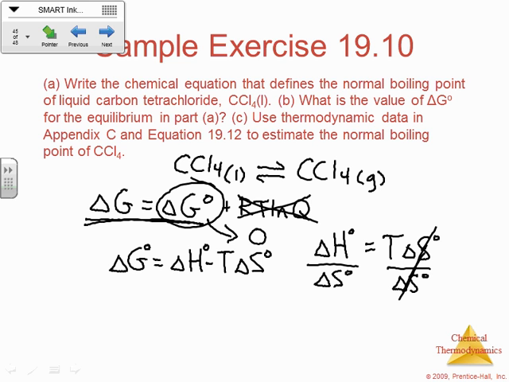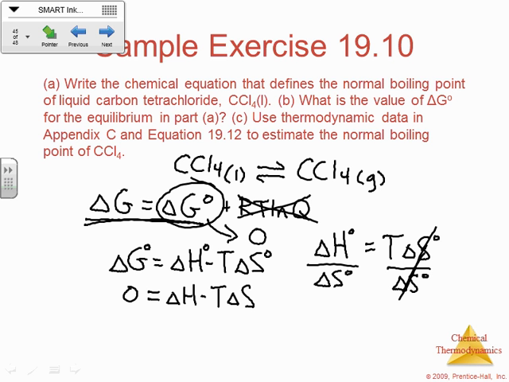Oh, the T delta S? Yes. Well, okay, what I did, I didn't show this, but you've got 0 equals delta H minus T delta S, and I just added the T delta S to both sides, right? So, no, actually, both sides should be positive there.